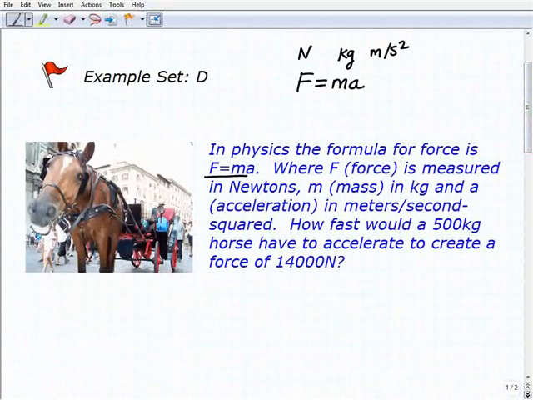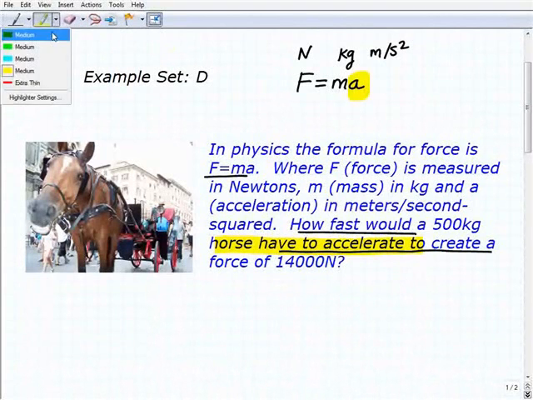So the question is asking us the following. It says, how fast would a 500 kilogram horse have to accelerate to create a force of 14,000 newtons? So the question is asking us, how fast would the horse have to accelerate? It's asking us to solve for A.